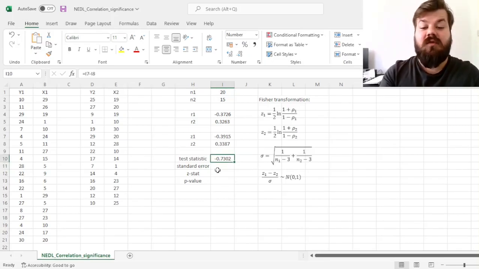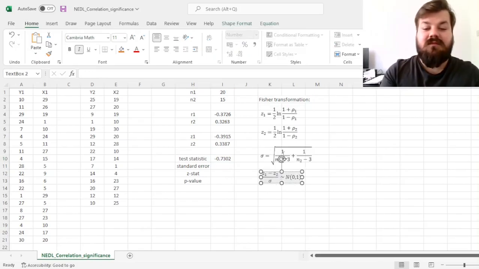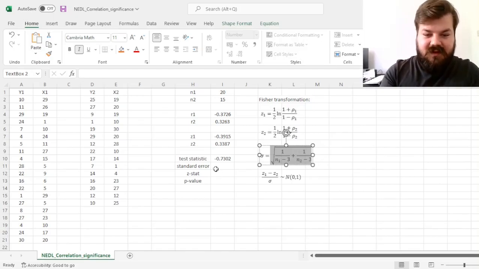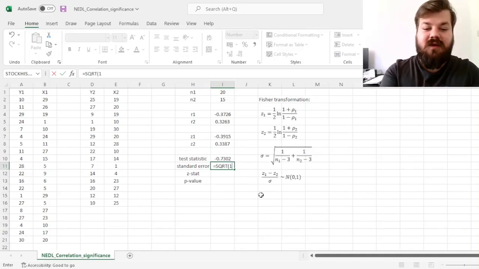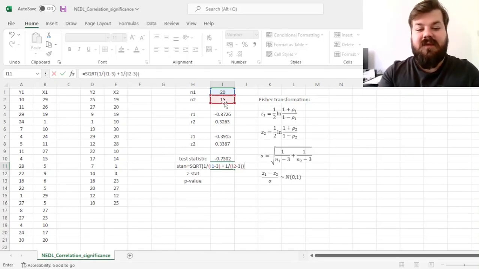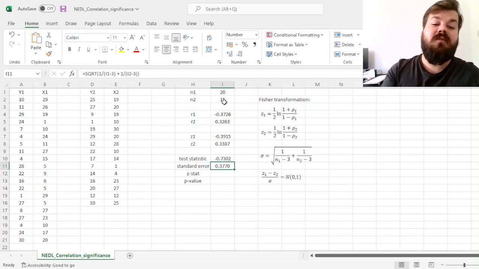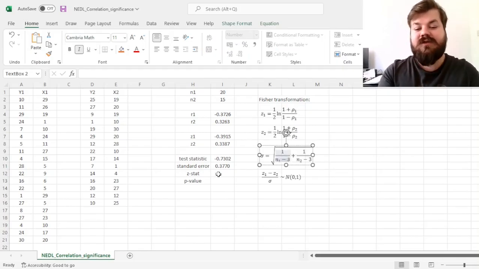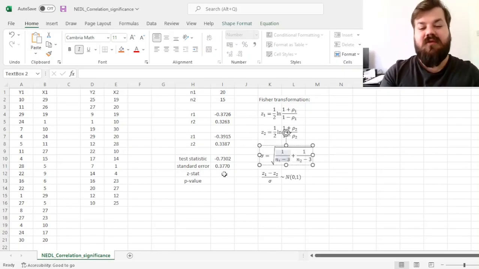This is approximately normally distributed with a standard deviation dependent on the sample sizes alone. And that's what makes this test so flexible and so easy to use and so widely applicable. So the standard error is the square root of 1 over sample size 1 minus 3 plus 1 over sample size 2 minus 3. We enforce this formula and get a standard error of 0.38 approximately. These minus 3, by the way, are associated, as you might have guessed, with degrees of freedom reduction.